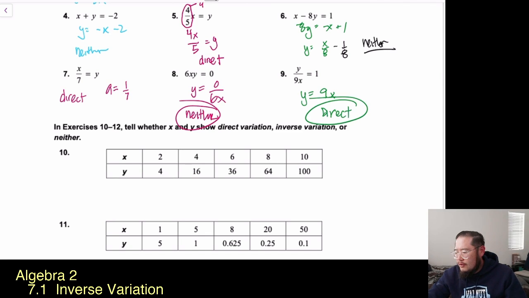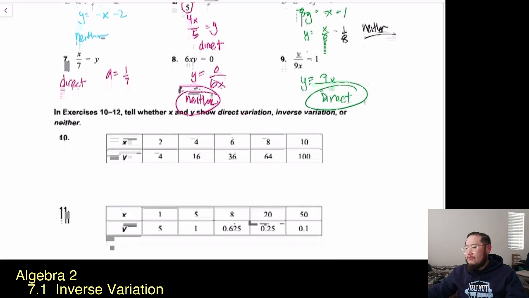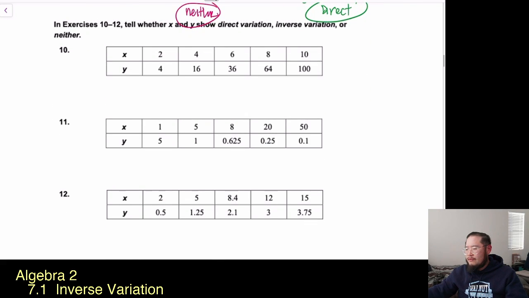Now we're going to take a look at a table and figure out whether we have x and y showing direct or inverse variation. And so remember, one value needs to go up, the other variable needs to go down. Okay? And it needs to be consistent each and every time. We got to see if the products are consistent or if the ratios are consistent.